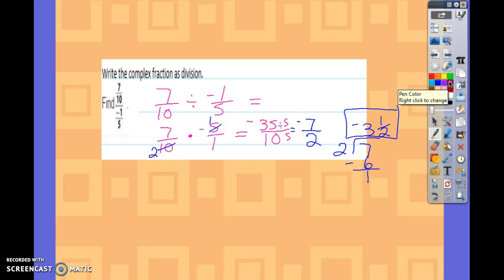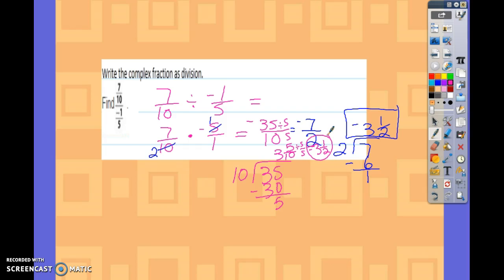And let me show you that the same thing would happen if we did 35 divided by 10. 10 goes into 35 3 times. 3 times 10 is 30. Subtract and get 5. Bring your numerator up, and you have 5 over 10. And then you can divide numerator and denominator both by 5. And so you would get 5 divided by 5 is 1, 10 divided by 5 is 2. That would be 3 1/2. And remember, our answer is going to be a negative.